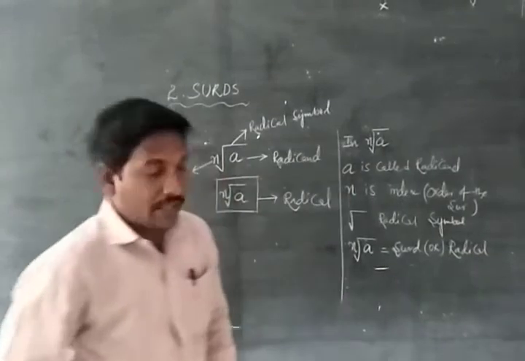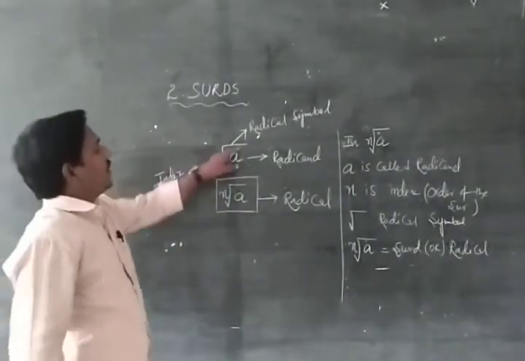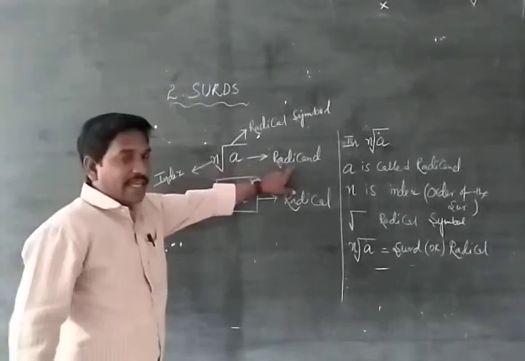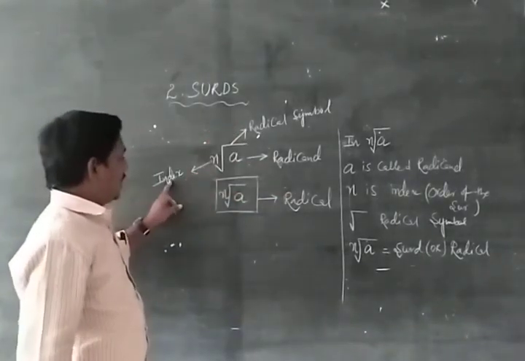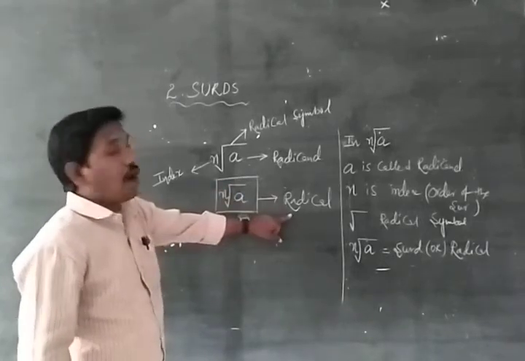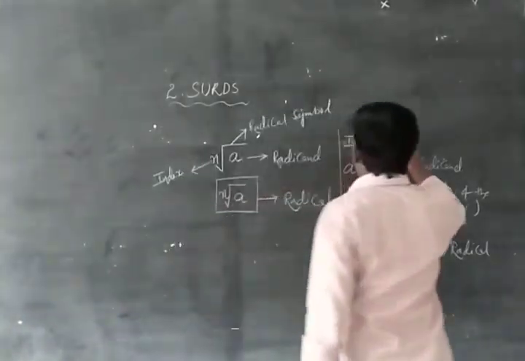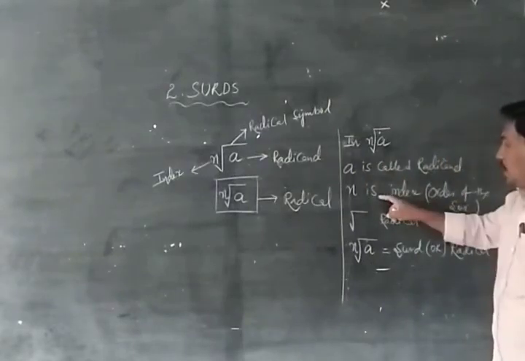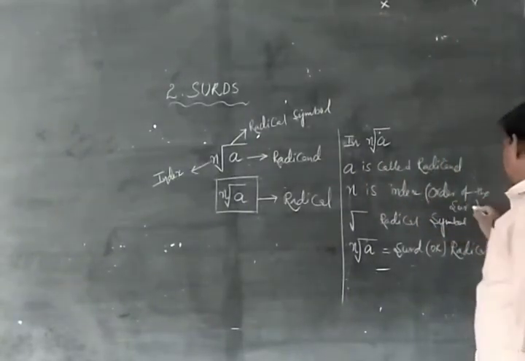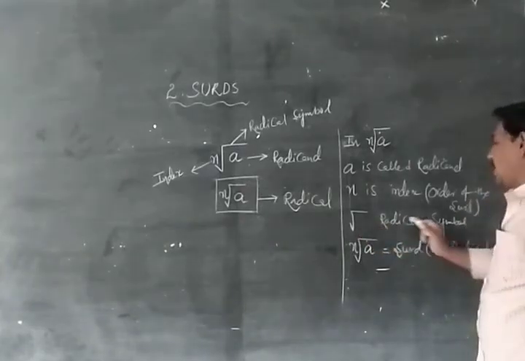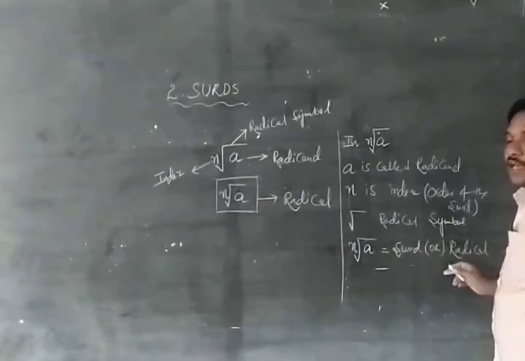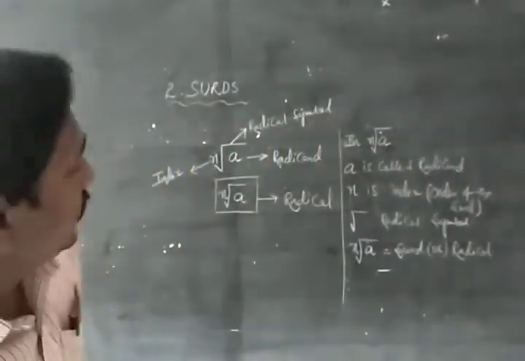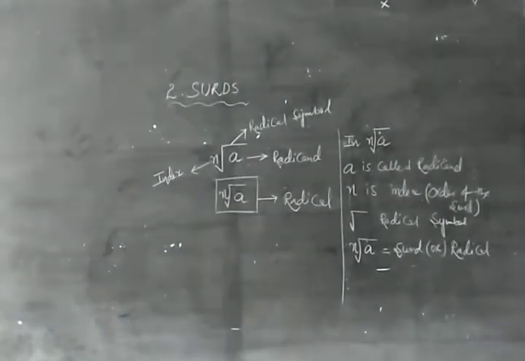Understand? Okay. In nth root of a, this is the radicand. What is a? Radicand. This is the index. Nth root of a is called a radical or surd, and a is called the radicand, n is the index or order of the surd. This is the radical symbol. Nth root of a is a surd or radical. Right?